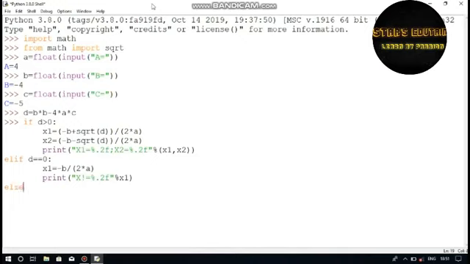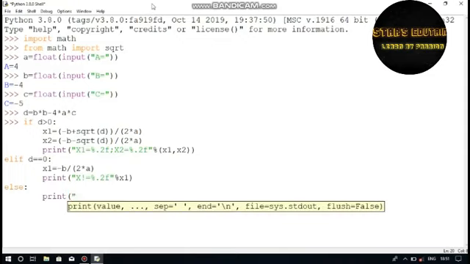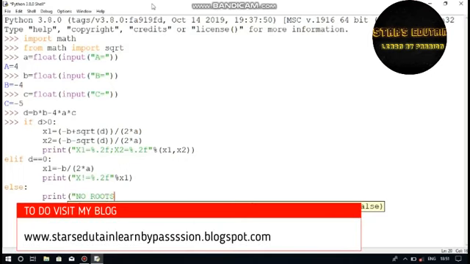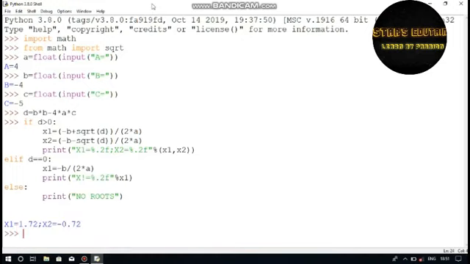And the last condition is else, print there are no roots, print no roots. Let's see whether the condition is satisfied there. Here the values of x1 and x2 are completely printed. That's how you solve the quadratic equation in the form of a programming concept.